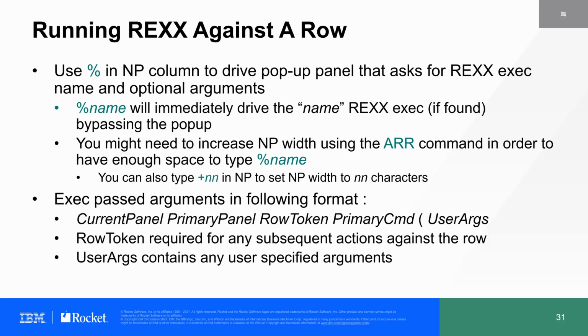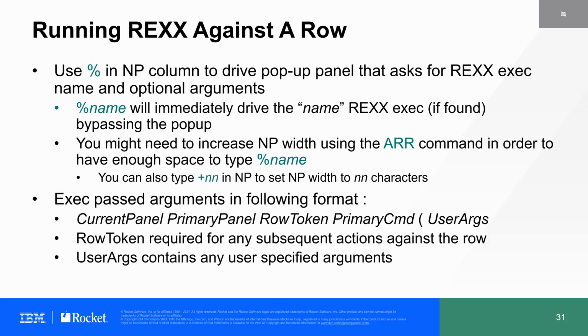You get the current panel that you're from, you get the primary panel, which might be a parent panel, you get a row token, and we'll talk about row tokens in a little bit. You get the primary command, and you get a bracket, and then you get any user arguments that were passed as well. So at that point, you don't have the data for the row. Okay? All you know is that you've been invoked from this panel, and you've been passed maybe some arguments, and that's all the information that you have, along with this thing called a row token.